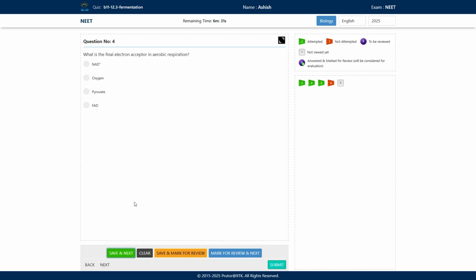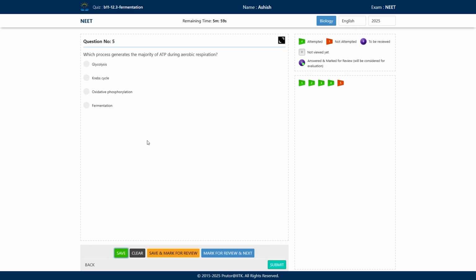Now let's look at the next question. What is the final electron acceptor in aerobic respiration? The options are NAD+, oxygen, pyruvate or FAD. So the answer is oxygen. Oxygen is the final electron acceptor in aerobic respiration and produces water. Let's look at the next question.